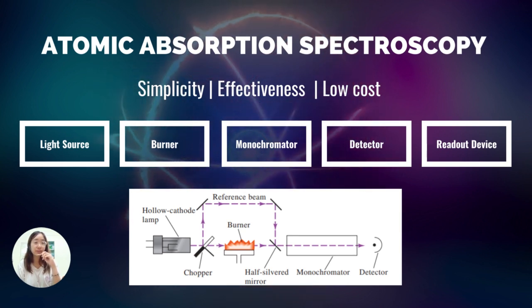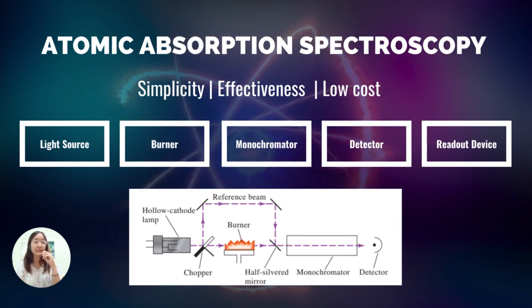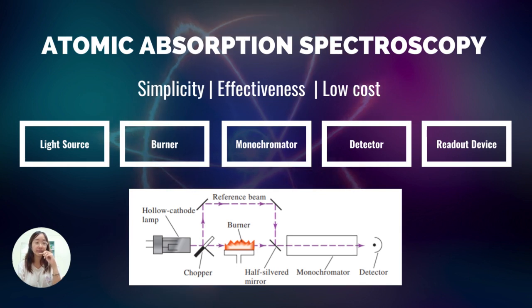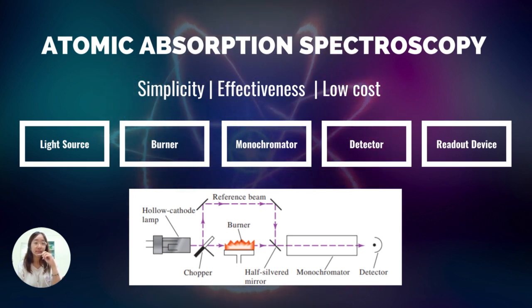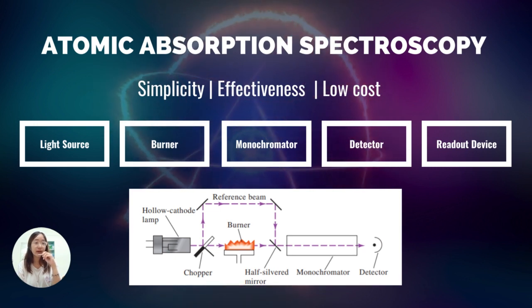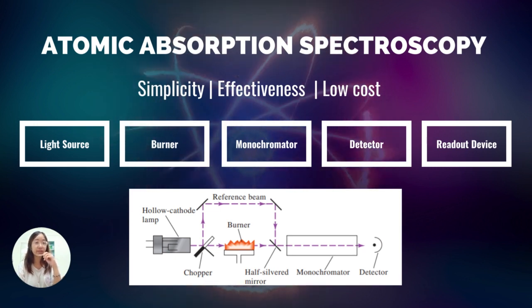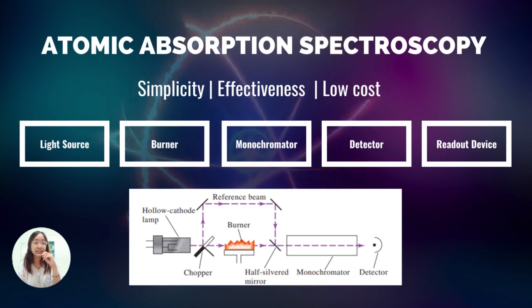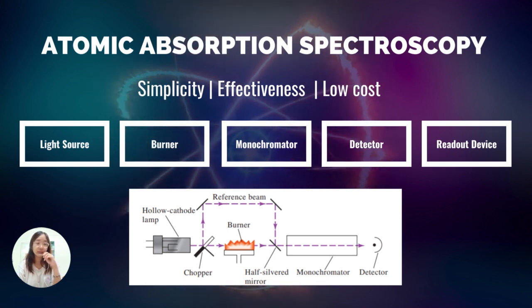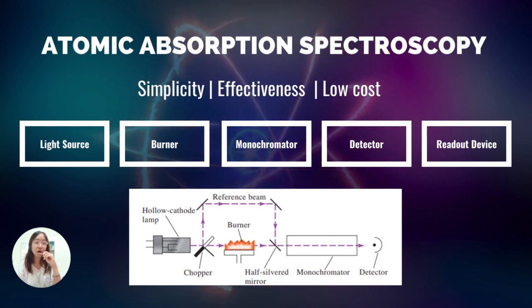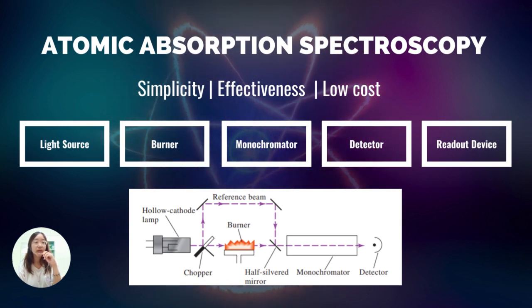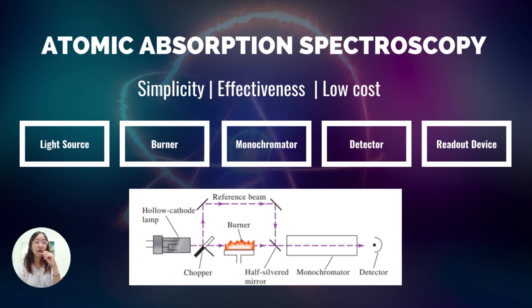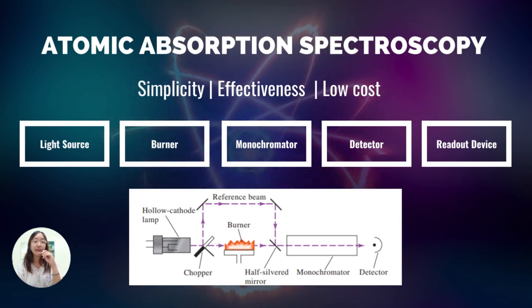A half-silver mirror returns both beams to a single path by which they pass alternately through the monochromator and to the detector. The signal processor then separates the AC signal generated by the chopped light source from the DC signal produced by the flame. The logarithm of the ratio of the reference and sample components of the AC signal is then computed and sent to a computer or readout device for display as absorbance.